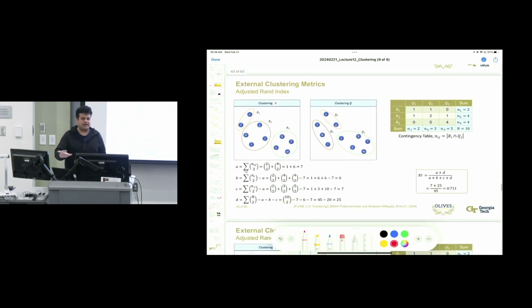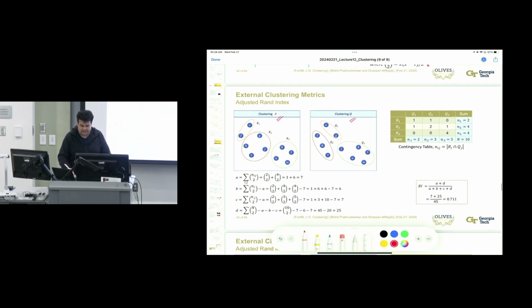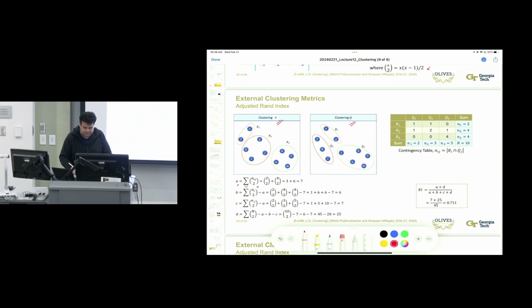So let's go back to RAND index. Instead of thinking about it as just A, B, C, D, let's think about what it represents. So for instance, I have 3 different clusters here in clustering algorithm R and clustering algorithm Q. If I want to calculate all possible A's, the way I would do it is by choosing n_ij choose 2, where ij is r and q over here. So let's start by looking at these 4 values here. In both cases, the 4 values they exist, right, in the appropriate clusters.